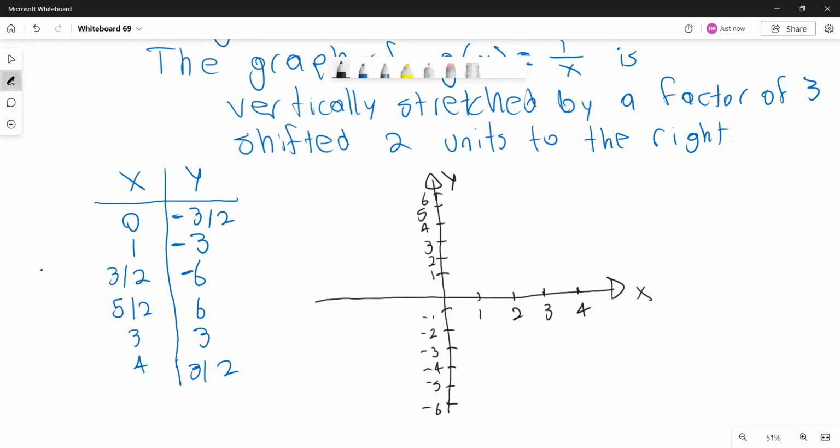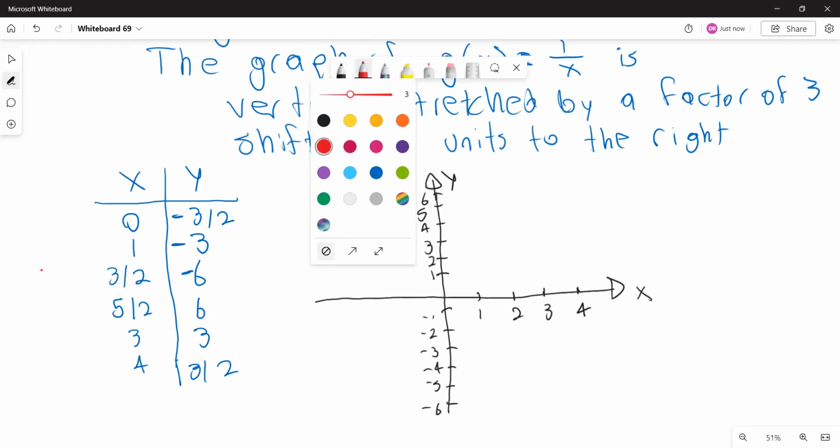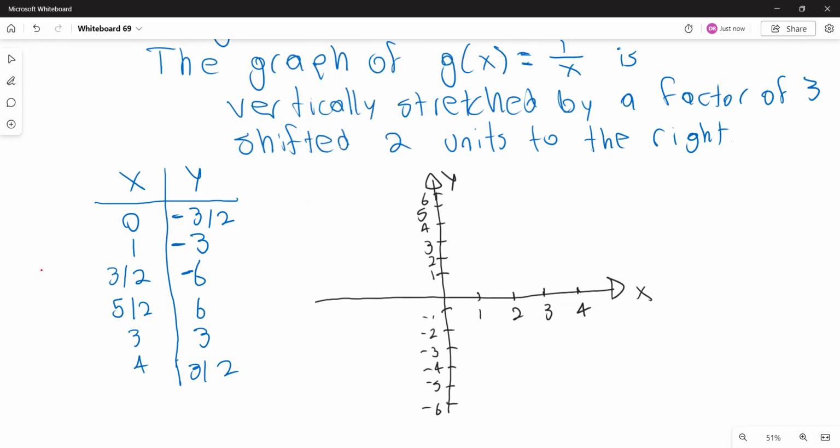Okay, let's plot the points. So 1 over x is undefined at x equals 0. 3 over x minus 2 is going to be undefined at x equals 2. So that's where the vertical asymptote is going to be. The graph shifted, so that's going to be the vertical asymptote.